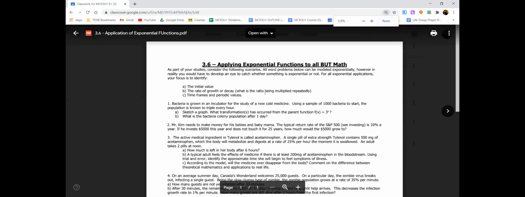Chapter 3.6. Oh, by the way, answer key is already up, and some people already caught some mistakes, so it should be pretty accurate now. Okay, I'm going to quickly share the handout with you to draw your attention to the beginning.